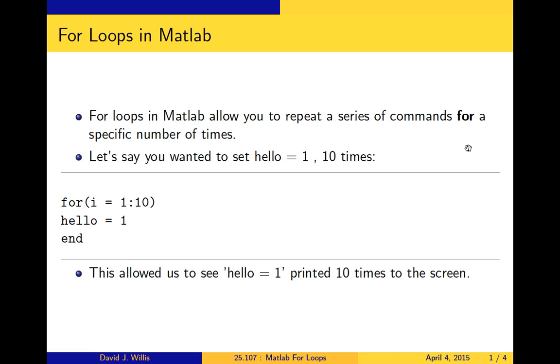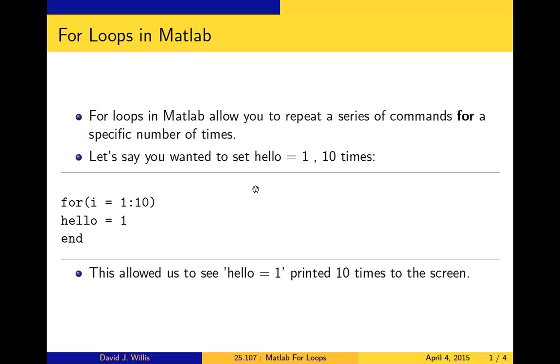And this word here, for, I've bolded because it says for a specific number of times. This is what computers are really good at. Computers are really good at repeating a computation over and over and over again, which would be monotonous for a human, but really great for a computer to do for you. So let's start off with something simple. Let's say you wanted to say hello equal to 1, 10 times.